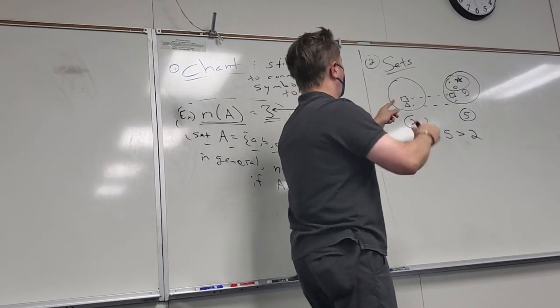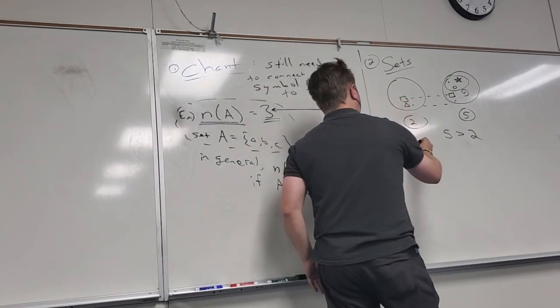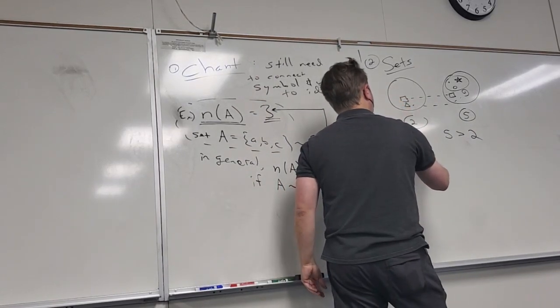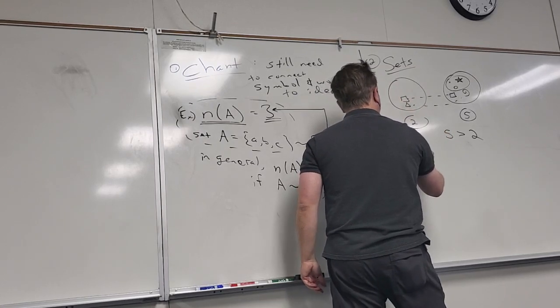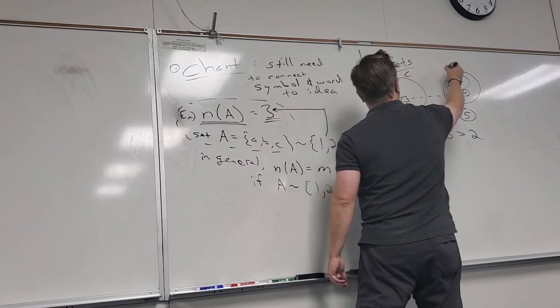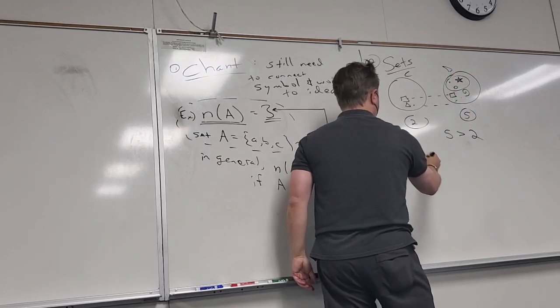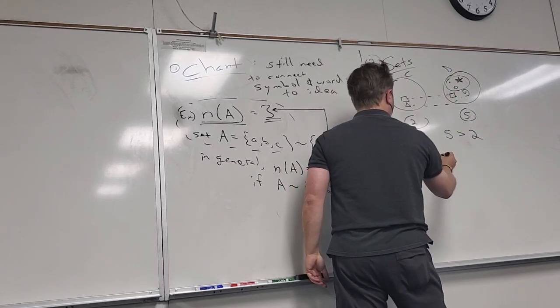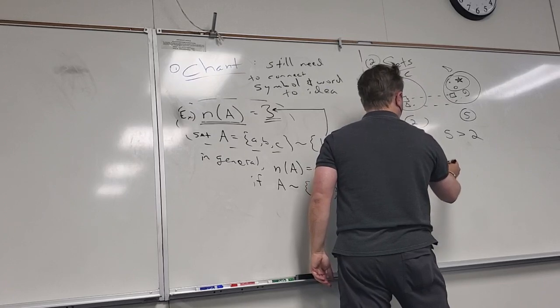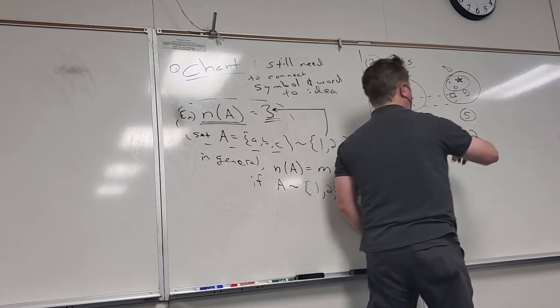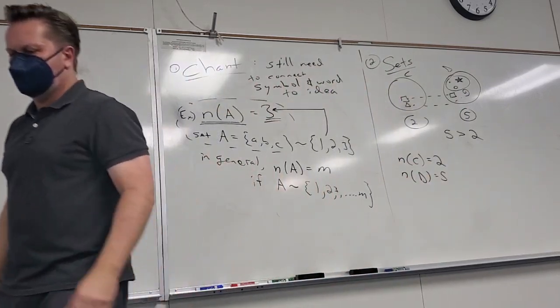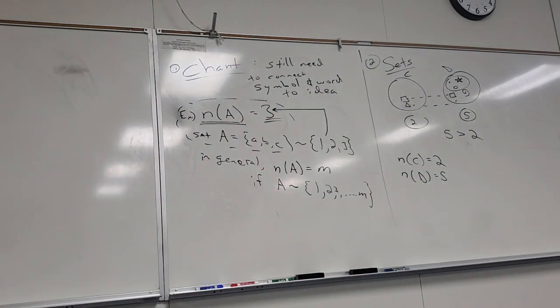So watch this. What's the number of things in, let's call this, set C and set D? What's the number of things in set C? 2, good job. And the number of things in set D is 5. Of course, it's right there, so nobody wanted to say it.